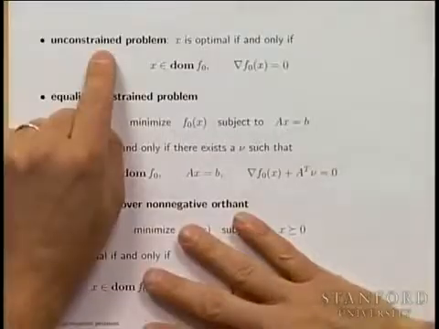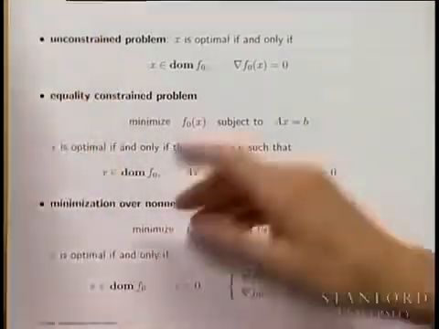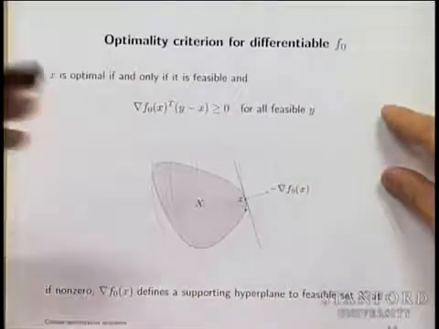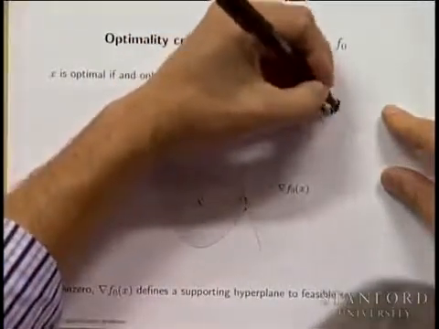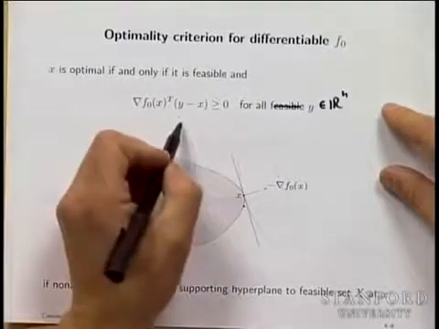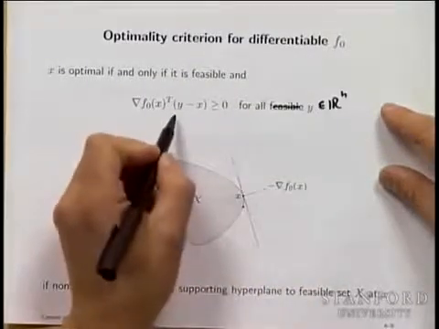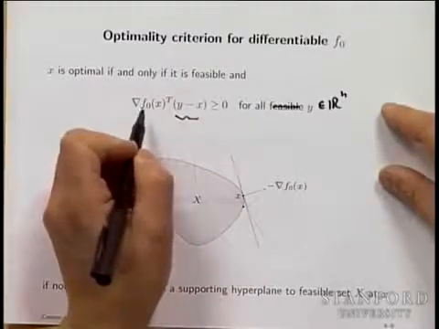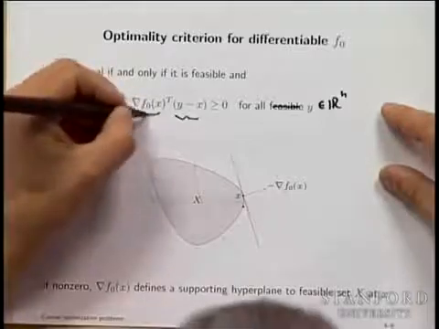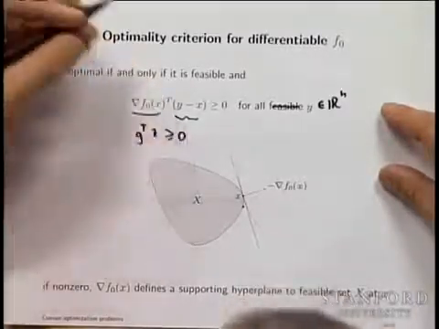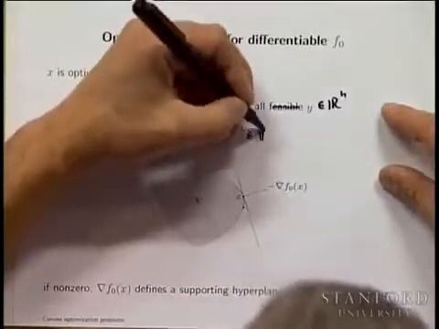So let's look at an unconstrained problem. If it's unconstrained, then this is just for all y in Rn. So, wait a minute. If I can choose y to be anything I like in Rn, this vector here can be anything I like. What does it mean to say that I have a vector g? Suppose I told you that g transpose z is bigger than or equal to 0 for all z in Rn. What's your conclusion?